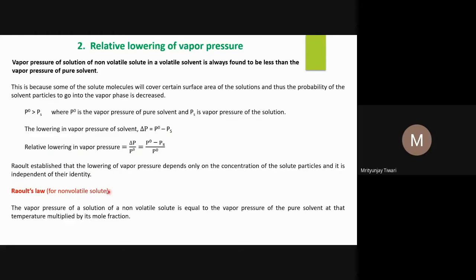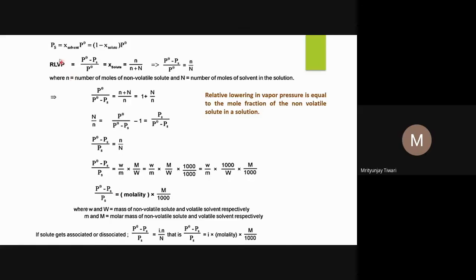And Raoult's law for non-volatile solutes, that we know: the vapor pressure of a solution of a non-volatile solute is equal to the vapor pressure of the pure solvent at that temperature multiplied by its mole fraction. And this is what we have already studied. The vapor pressure in the solution phase, this is actually for the solvent, is equal to the mole fraction of the solvent into the vapor pressure of the pure solvent. This is what we studied earlier as Raoult's law. And why is it so? This is because the only volatile component is the solvent.